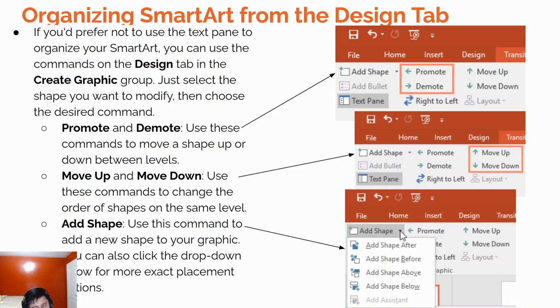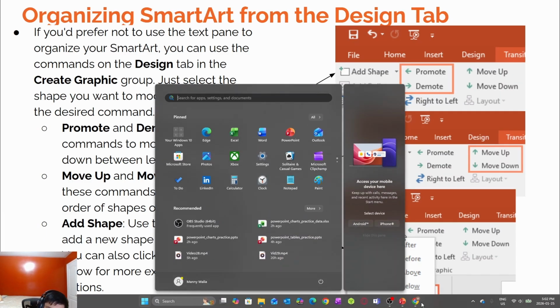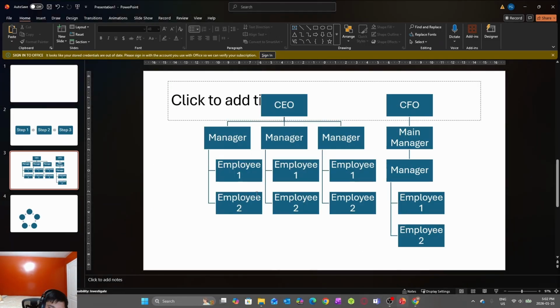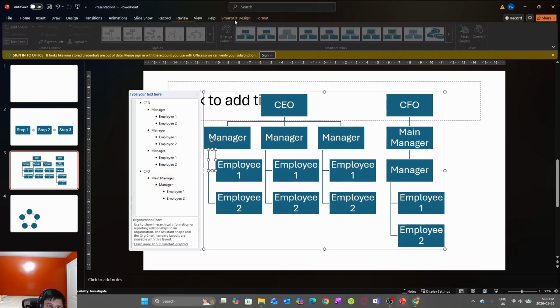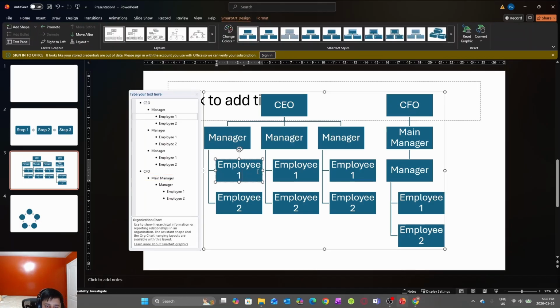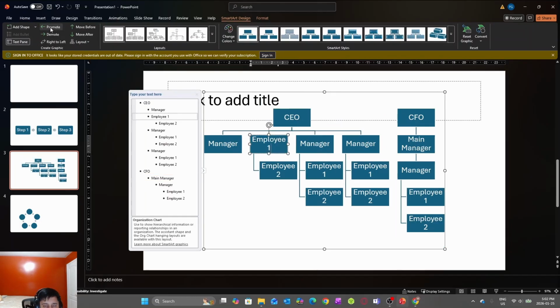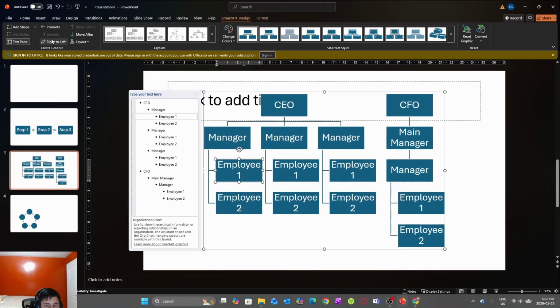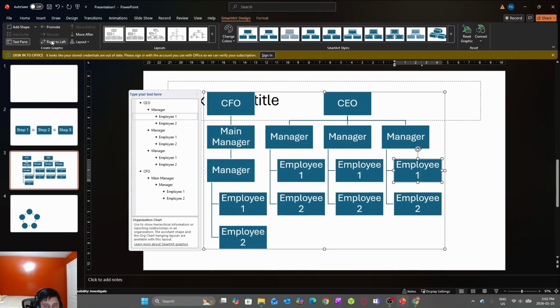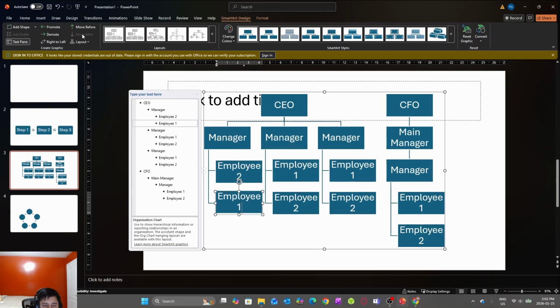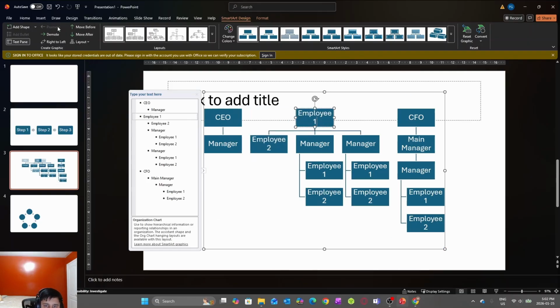And then we have add shape, which allows us to add a new shape to our graphic. And we can also click the drop down arrow for more exact placement options. So in terms of what that looks like, if we select one, we can promote it, so move it above, or demote, right to left. We can move after if you want to change, or you can promote it up. So we see how that works.